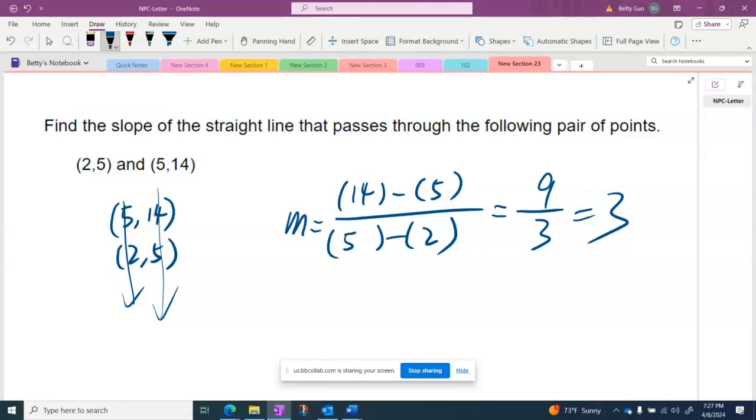Is that clear? So basically you align them vertically, and you use this minus this, put it on the top, and use this minus this, and then put it on the bottom. Be very careful with the calculation. Questions?